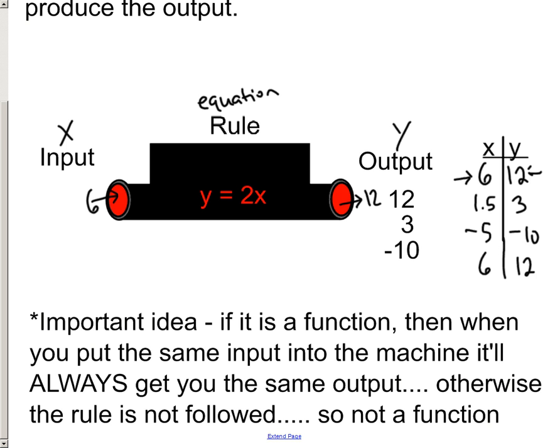And so this idea of a function is always going to follow the same rule. There are different functions and there are different rules, but once you realize that it is a function, if your x's repeat, your y's better be the same also. So here we got a 6 and got an output of 12. We have an input of 6 and we got the output of 12 again. That is definitely a function. If for some reason it went to 20, it would not be a function.